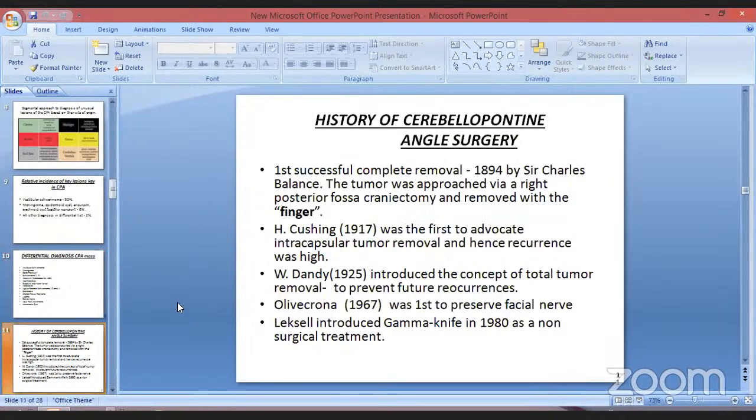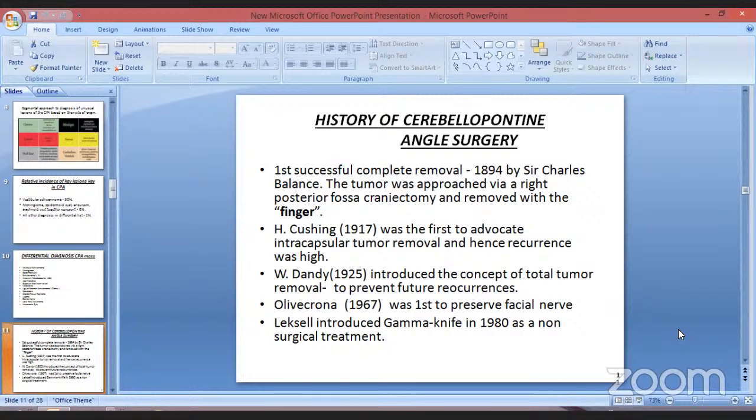So, CP angle surgery. Now I come to the clinical aspect of this anatomy. CP angle surgery was first successfully done by Charles Balance in 1894, and the tumor was removed with a finger. In 1917, Harvey Cushing first advocated intracapsular removal of the tumor. In 1925, Walter Dandy was the first to give the concept of total tumor removal. And then in 1967, the first preservation of the facial nerve was done.